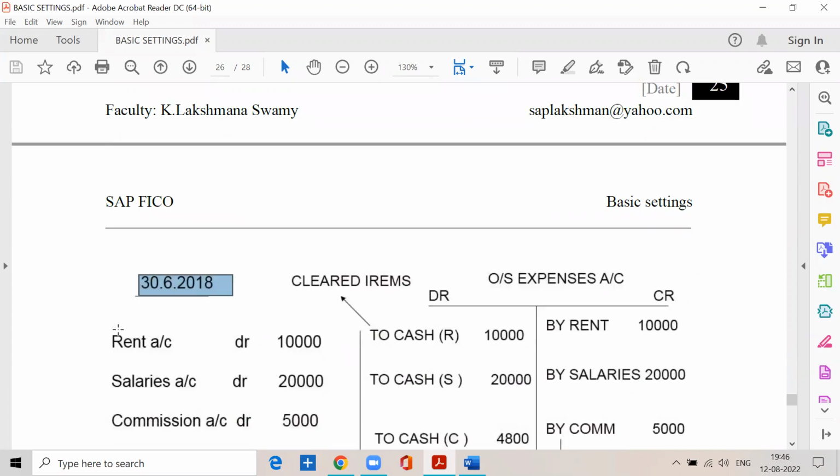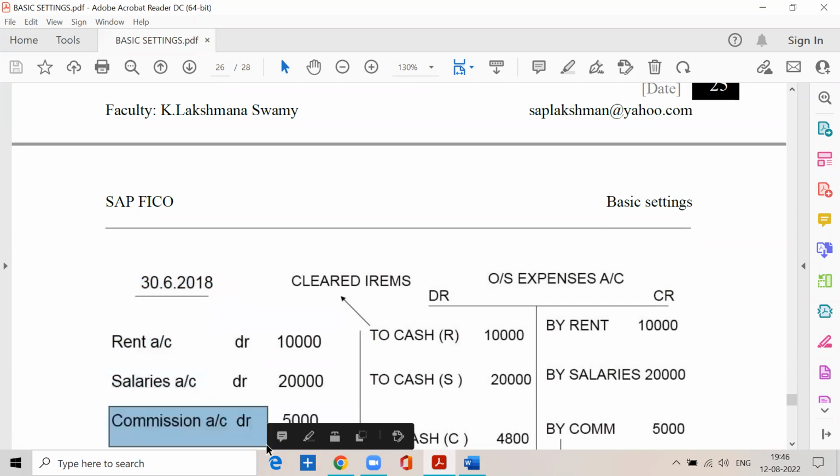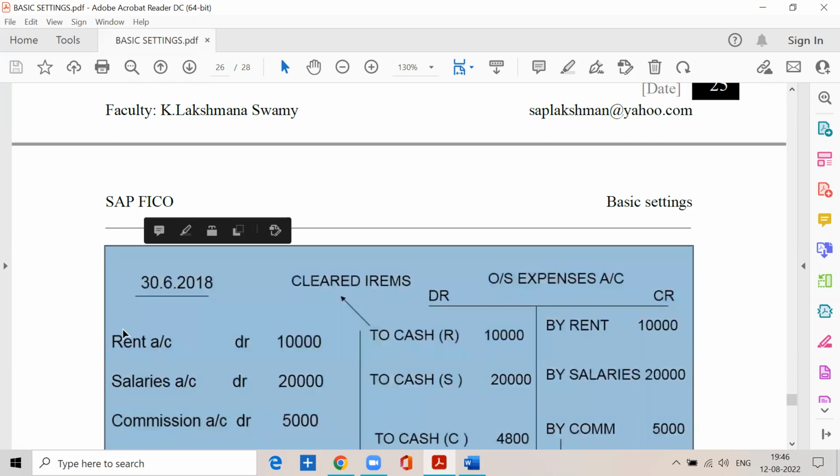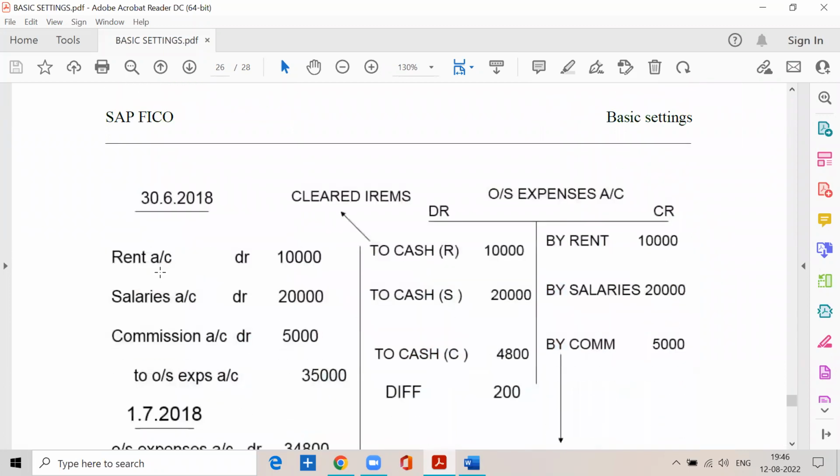So on this day, we have incurred rent, salaries, and commission, but they are not paid on this day. They are going to be paid on the 1st of July. But these expenses are related to June only. That's why they are to be accounted in the month of June only, even though they are not paid. For that, we post one accounting entry: debit rent account 10,000, salaries account debit 20,000, commission account debit 5,000, to outstanding expense account 35,000.